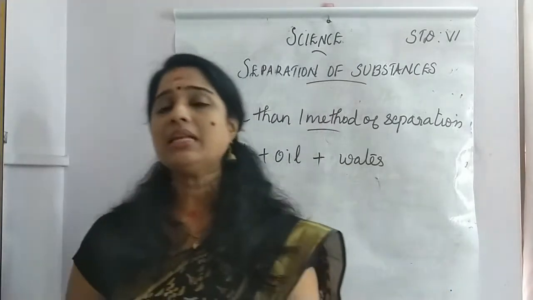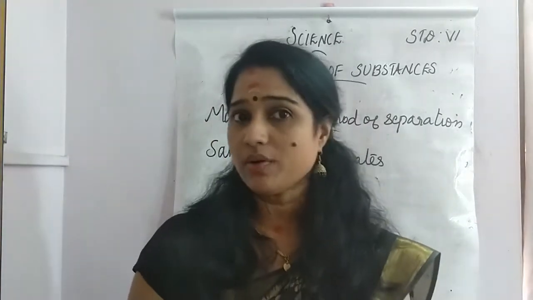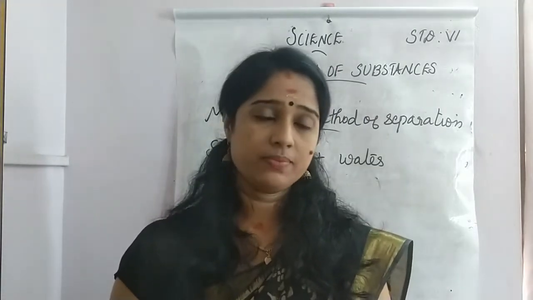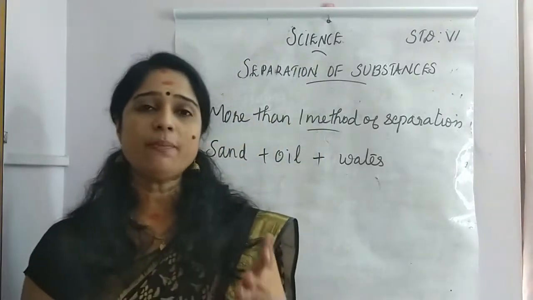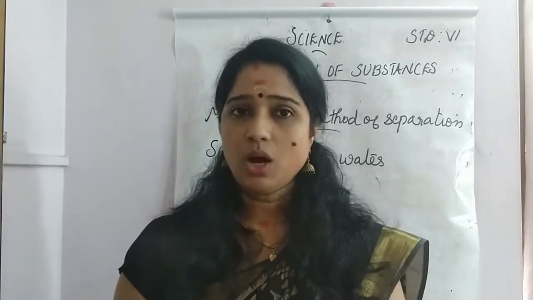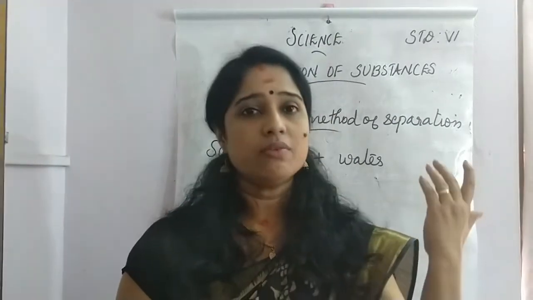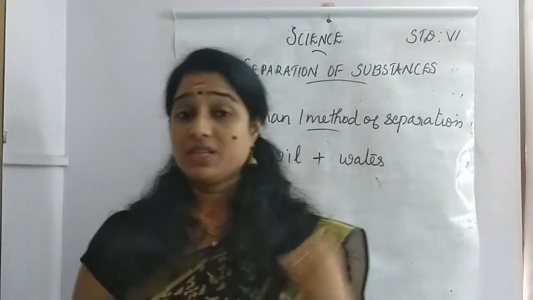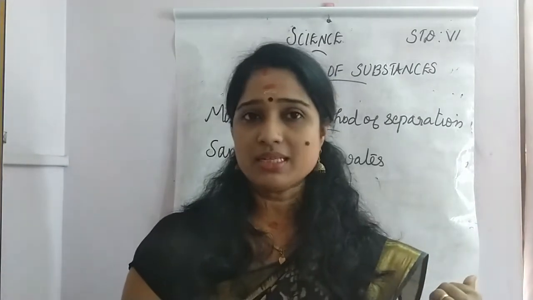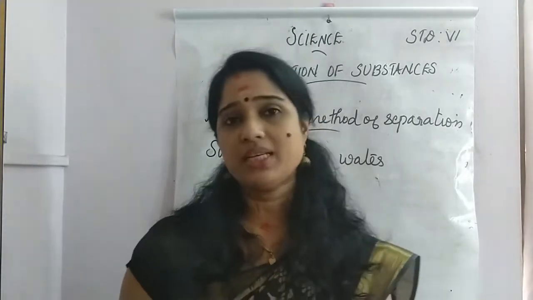Clear? So you had already seen till now how we can separate solid substances from solids. Who can tell me the different methods? Yes, hand picking, sieving, threshing and winnowing. These are the different methods of separating solid substances from solids. Next, about liquids. How can we separate insoluble substances from the liquid? First sedimentation, decantation, filtration and loading. Now, immiscible liquids can be separated by decantation.